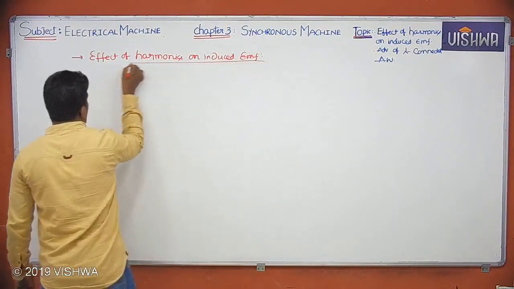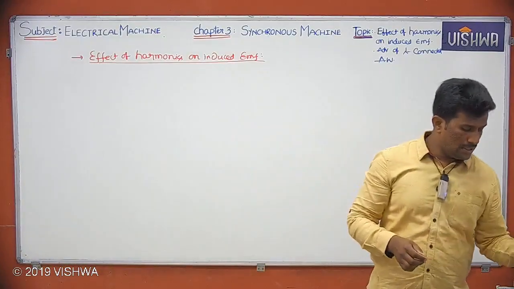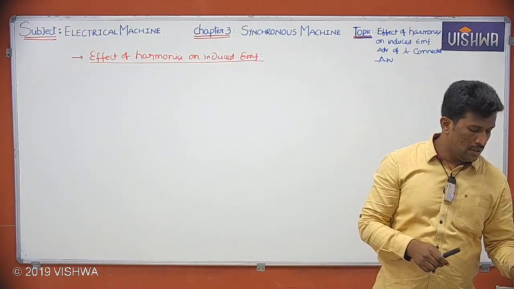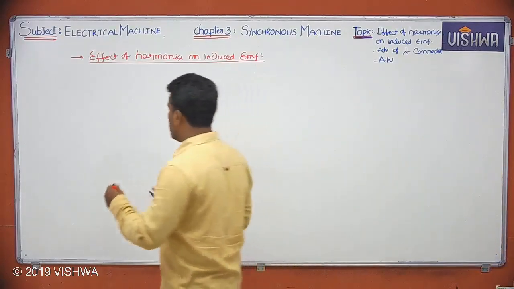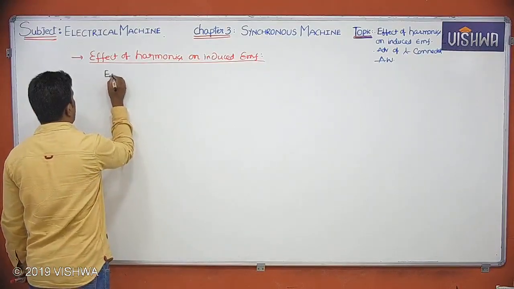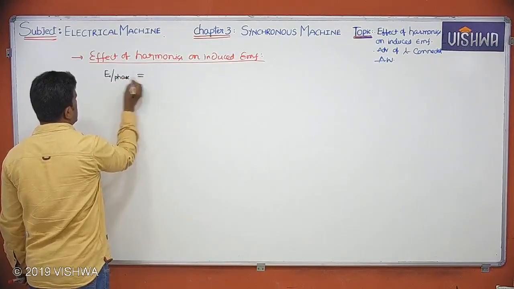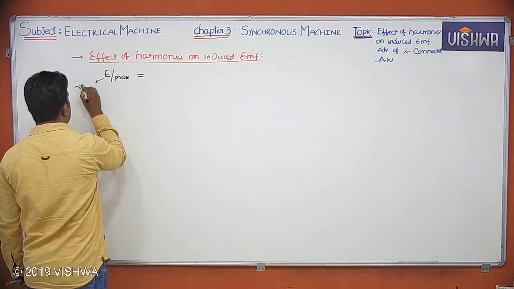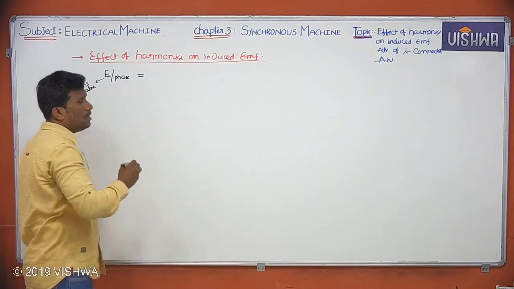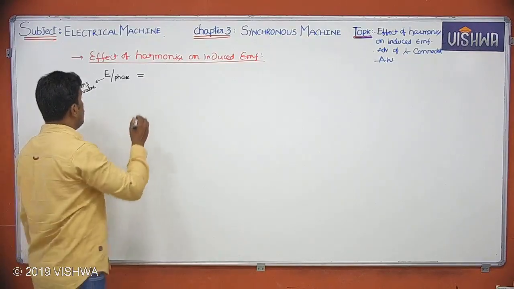I think we already know the EMF equation of an alternator. Please try to recollect that. I'm asking for the formula for induced EMF of an alternator. The RMS value of EMF per phase, E1 per phase, is the RMS value. Please refer to the EMF equation of an alternator, where I derived the E1 per phase formula.